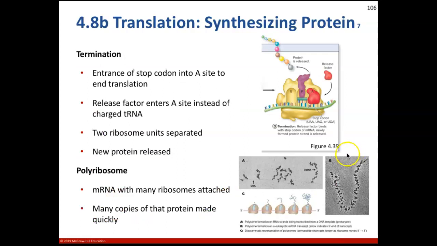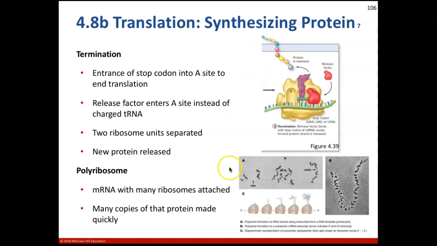So we've reached termination. We've got the entrance of our stop codon into our A site here. So we're going to stop and end translation. Our release factor enters the A site instead of a charged tRNA. At this point, our ribosome subunits are going to separate and the new protein is released so that it can go on to its folding processes to become a complex folded protein.